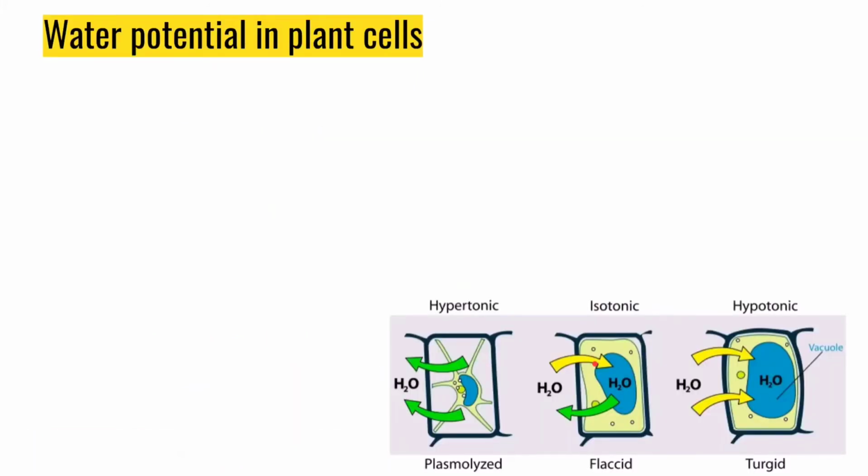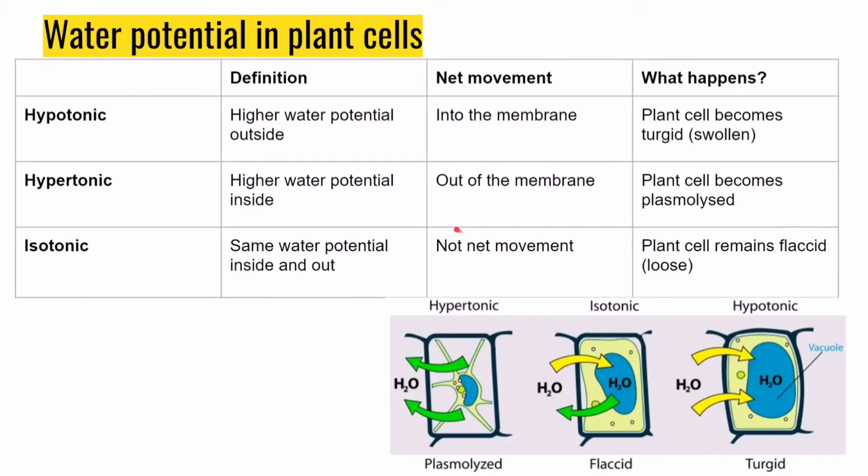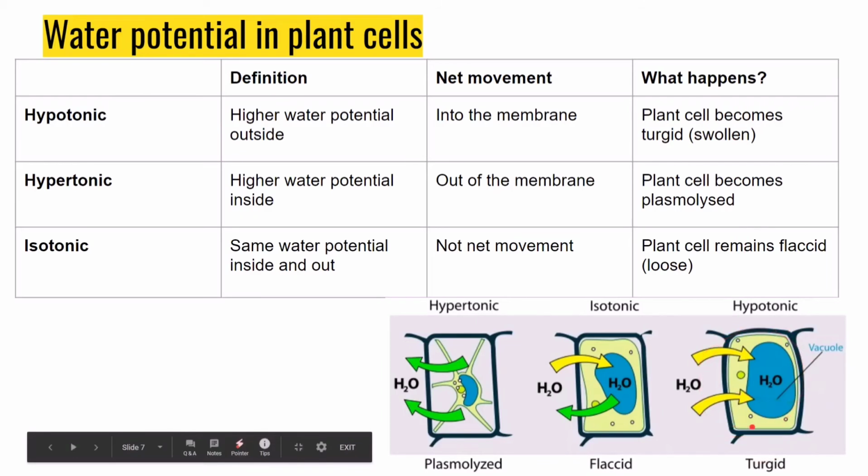And let's put this into practice. Water potential in plant cells. So here's our table. When the water potential is hypotonic, so there's a higher water potential outside of the plant cell, this means that the net movement of water is into the cell because there's a higher water potential outside, lower inside, so it moves into the cell. And this means that the plant cell becomes turgid, swollen, because the water molecules have moved into the cell.